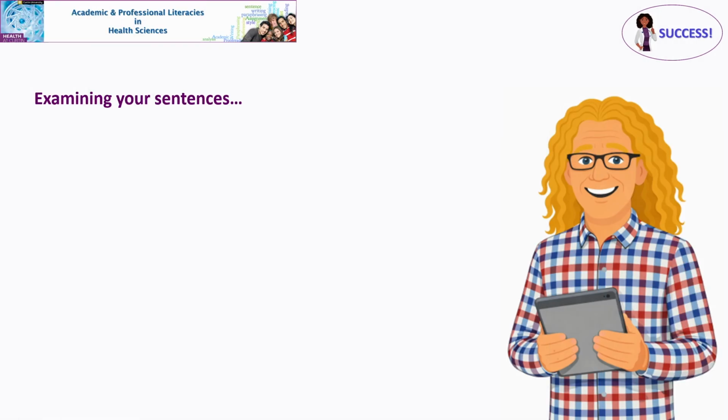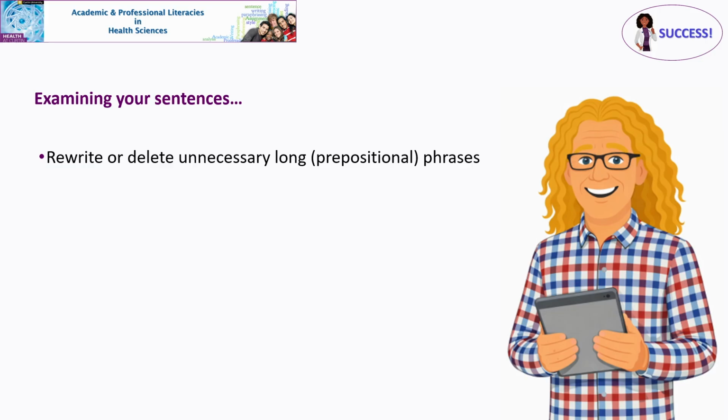So, when you're writing your sentences, you have to examine them. And we examine our sentences to make sure that they are not too long and they are not these extra prepositional phrases: in, on, at, up. These are all prepositions, and we can often add too much information using a preposition. What else can we do?